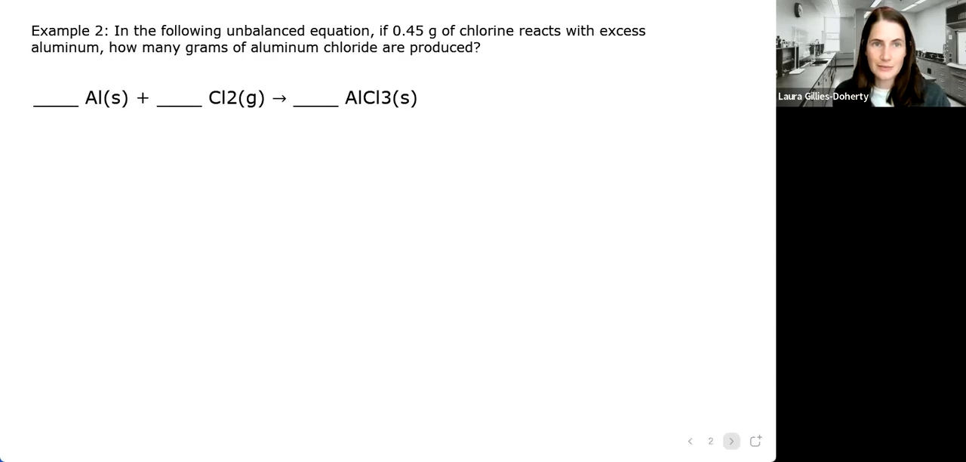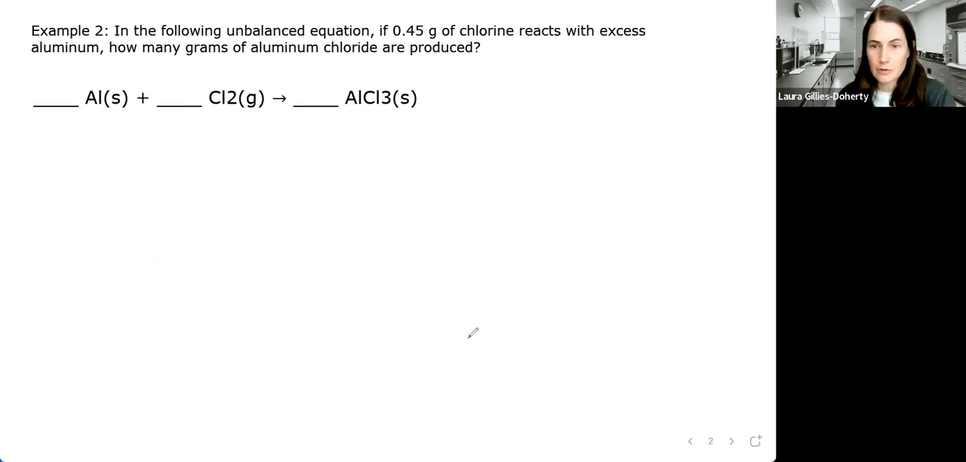Okay, let's do our second example. And so we have an unbalanced equation with a solid aluminum reacting with chlorine gas to make aluminum chloride. So if 0.45 grams of chlorine reacts with excess aluminum, meaning we have more than enough aluminum, how many grams of the product aluminum chloride are produced?